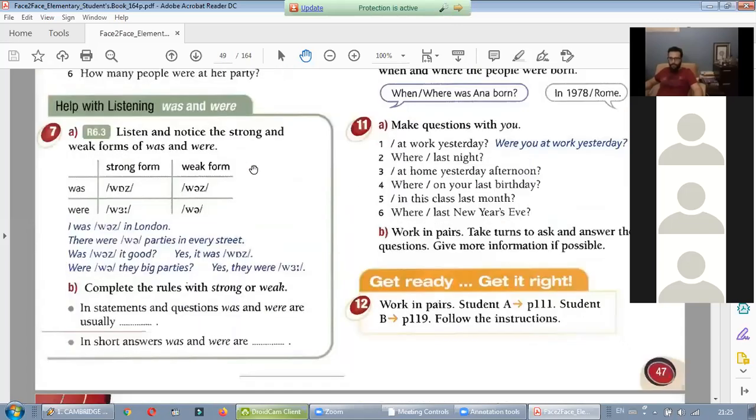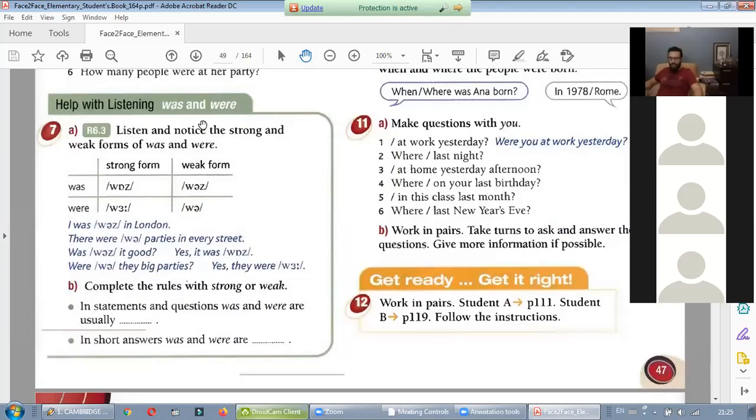Let's go here to number 7. Here in number 7, we want to pay attention to was and were. It says here, listen and notice the strong and the weak forms of was and were. Okay, هنا يبيلفت انتباهنا أن في طريقتين, 2 ways of saying was and were. One of them is the strong way or the strong form اللي هي تقراها كاملة, was. And نفس الشيء بالنسبة لل were, okay?